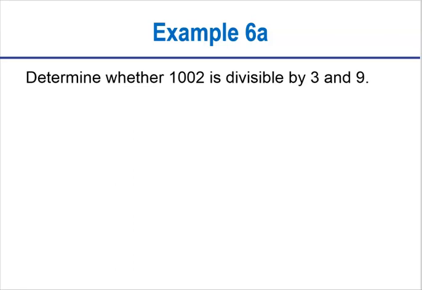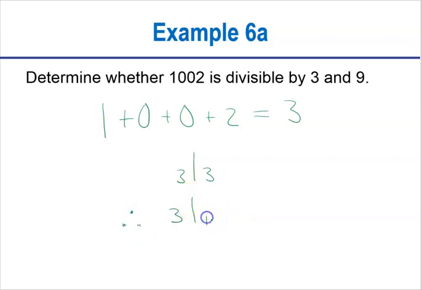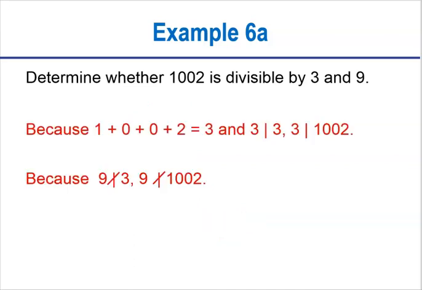So what do we need to do? We need to sum up these digits. So 1 plus 0 plus 0 plus 2 is equal to 3. And 3 divides 3. Therefore, you ever see these 3 dots like this in a triangle? That does mean therefore. 3 divides 1002. Great rule. Have it typed up for you because 1 plus 0 plus 0 plus 2 is equal to 3. 3 divides 3 and 3 divides 1002.